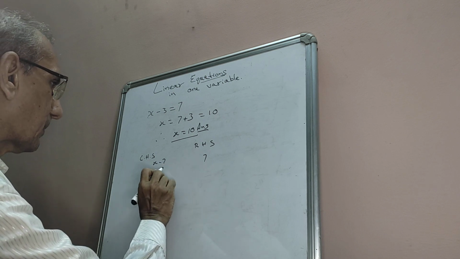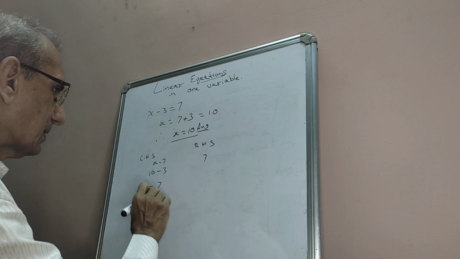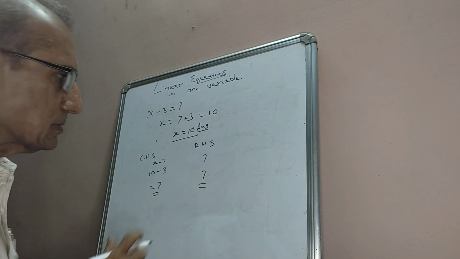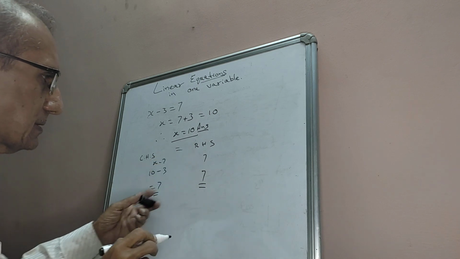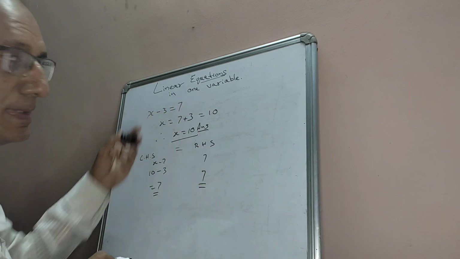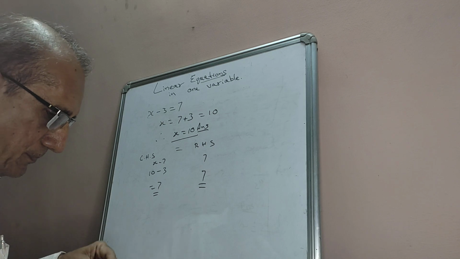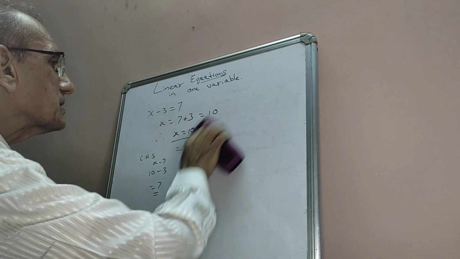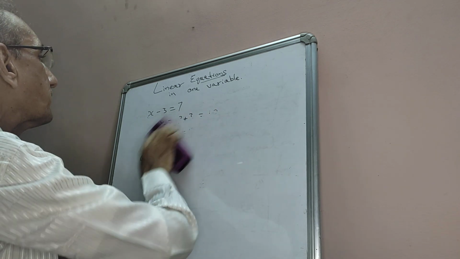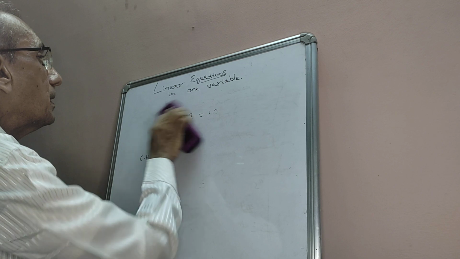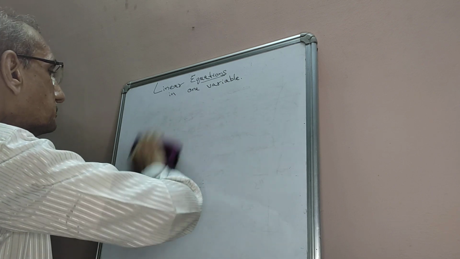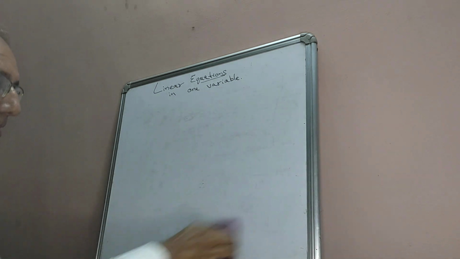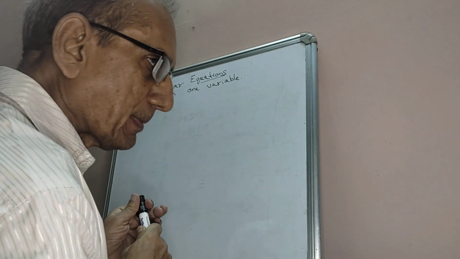10 minus 3. That is 7. On the right hand side also I got 7. Both are equal. So LHS is equal to RHS. So it got satisfied. Clear? Right. Now going further, I'll give you some more problems. Let us solve some more problems and see. Once you are clear with the basics, then it becomes easier for you.